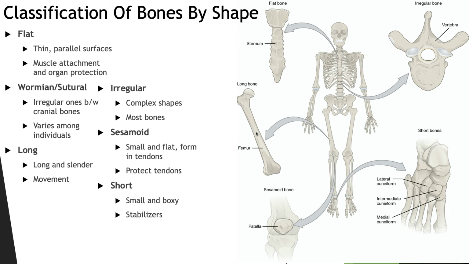You also have short bones, which are small and boxy. Examples of these bones include bones of the wrist, known as the carpals, and bones of the ankles, known as the tarsals.